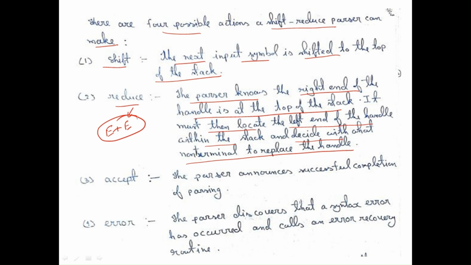So E was present at the top of the stack. So this makes the right end of the handle. We have located the left end of the handle and this was replaced by the LHS of the production rule, that is E. Okay. Next is accept. The parser announces successful completion of parsing. And last but not the least is error. The parser discovers that a syntax error has occurred and calls an error recovery routine.